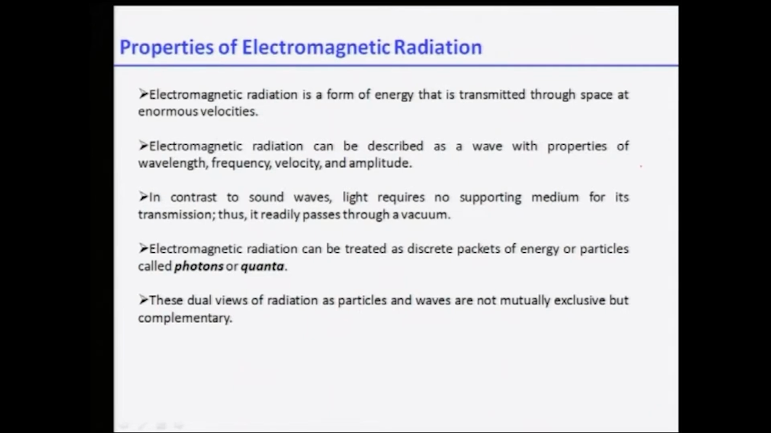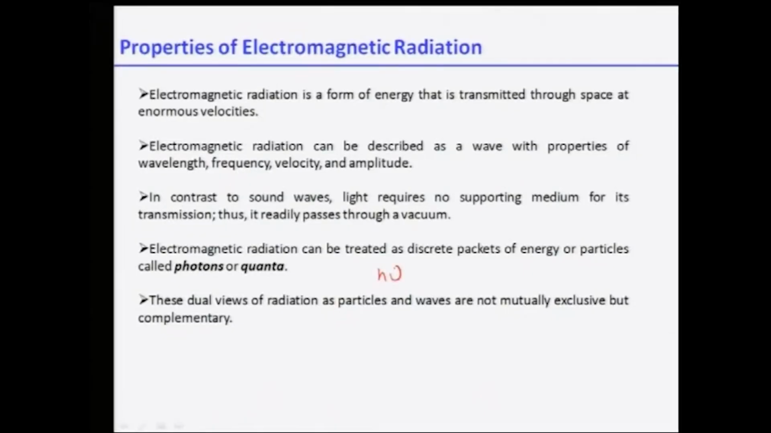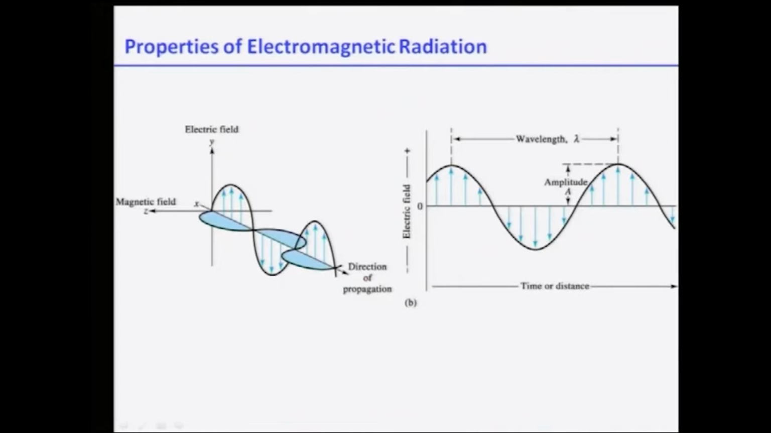And as far as Planck's theory is concerned, we can always consider electromagnetic radiation to be consisting of discrete packets of energy or particles called photons or quanta. We know that the energy is equal to h nu of the photons, where nu is the frequency and h is the Planck constant. So that is again from Planck's theory. That means electromagnetic radiation can be treated either as a wave or as a particle. This wave-particle duality is dealt with in many of these cases.